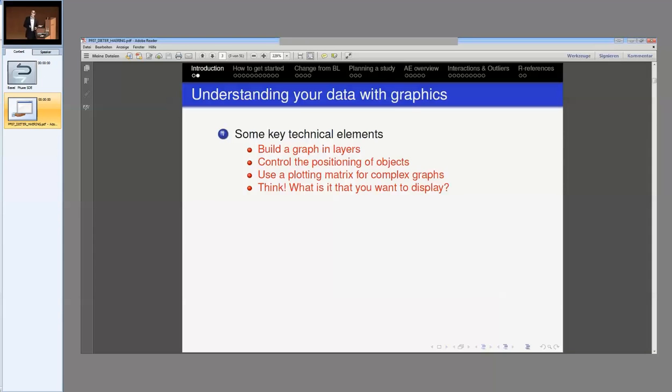That's this plotting matrix topic I have here. And most importantly, think what you're plotting. I think we've seen that in several presentations. Think what you want to display. It depends on the audience. It also depends on the purpose of the exploration, what you want to show to the audience. So depending on all these things, you may have a different plot for the same data set.